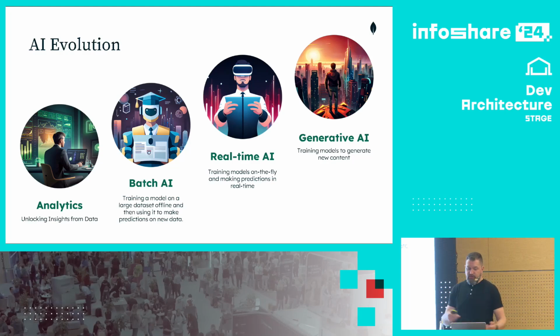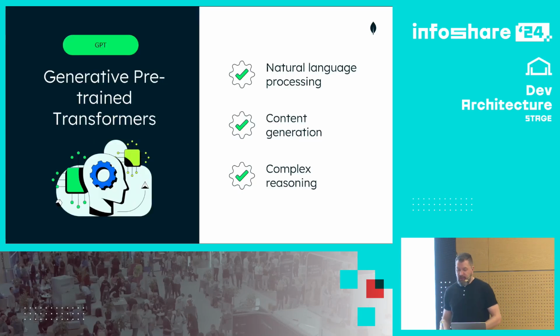And so over the years, we've seen AI evolve from traditional analytics to real-time and now to generative AI. And each of these were not just incremental changes. These were transformative. They shaped the way that we interact with technology every single day. So it's good to understand where we came from and how we got to where we are now. And so let's go back to the meat of this talk.